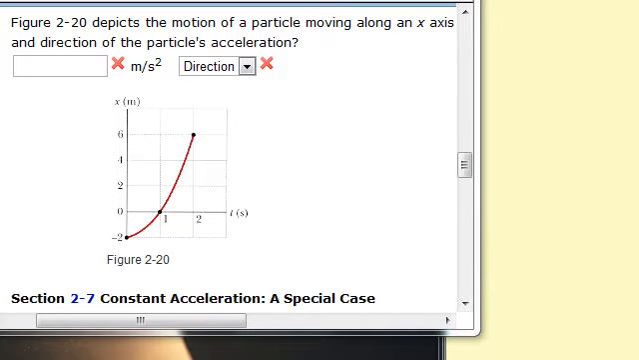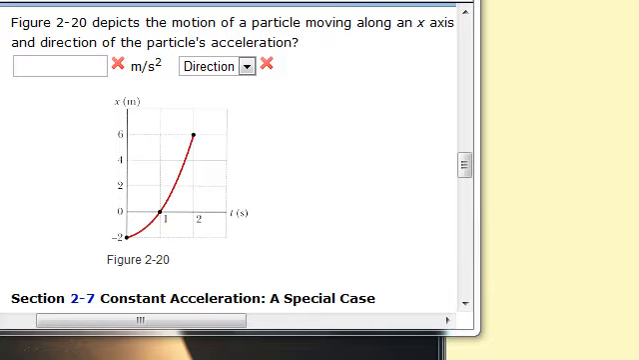Okay, this next problem is actually rather easy. So I'm just going to show you the picture, and we should be able to answer this pretty quickly. Figure 220 depicts the motion of a particle moving along an x-axis with a constant acceleration. What is the magnitude and direction of the particle's acceleration?